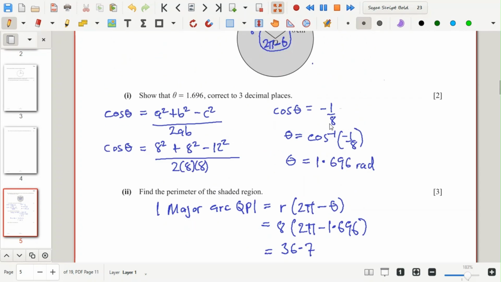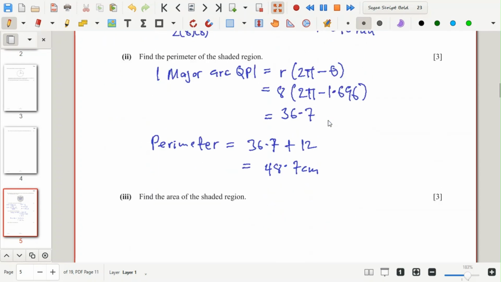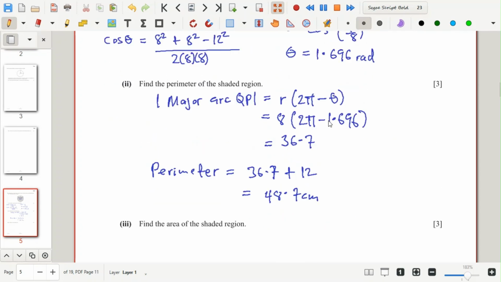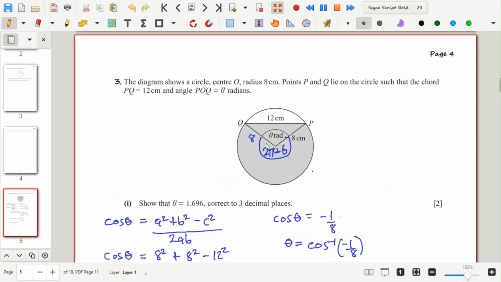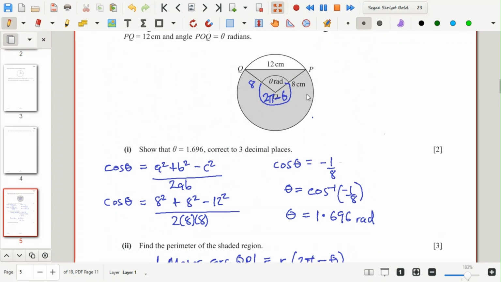Well done. You are doing very well. Now, do you want to try how to find the area of the shaded region? I think you should try it. I'll give you the clue. The clue is that the fastest way to go is to find the area of, this is actually the major segment. If you look carefully, you can see it's a major segment.